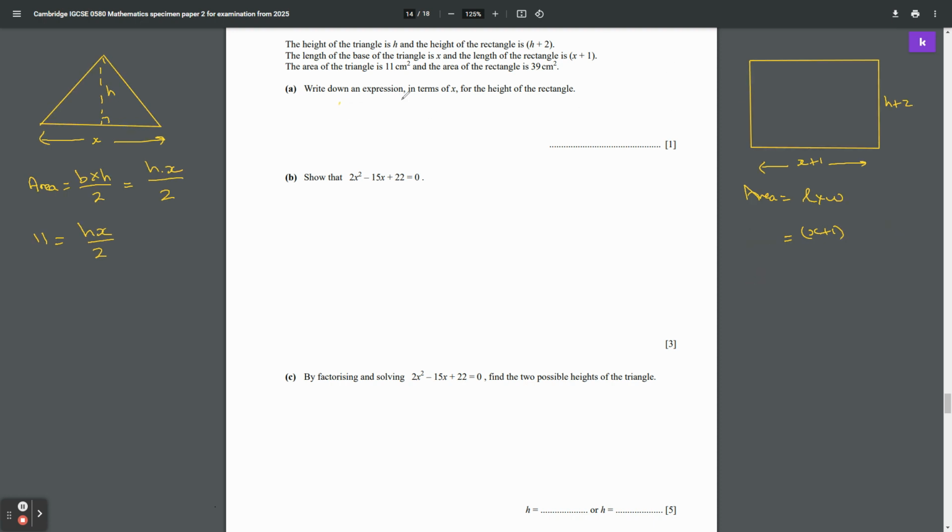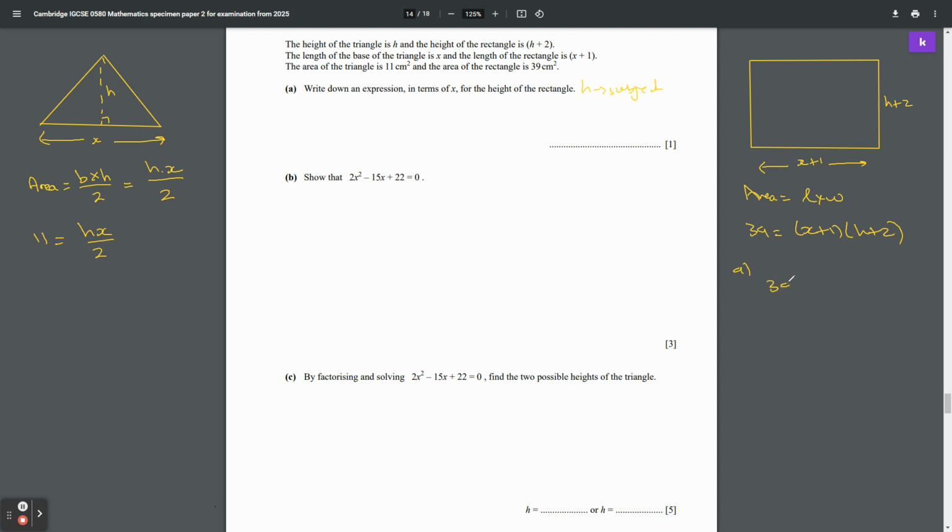It says write down an expression now in terms of x for the height of the rectangle. Okay, so what they want us to do here is make h the subject of the formula. That's what they want us to do for a. So for a, they want us to rearrange this formula, making h on its own.